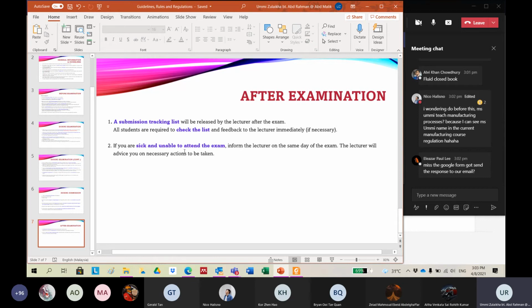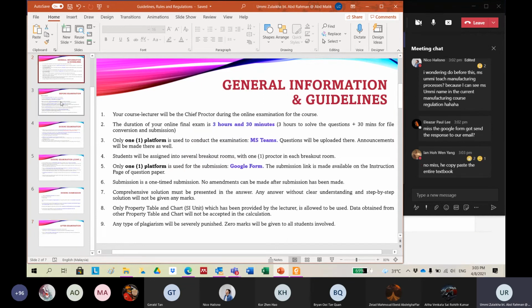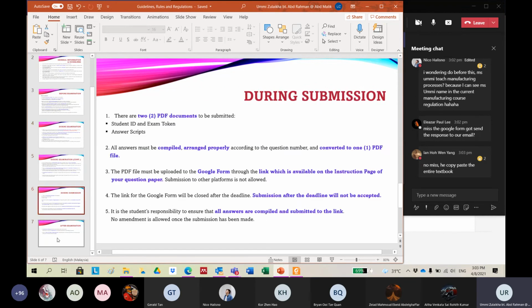If you are sick and unable to attend the exam, please let me know so that I can guide you or advise you on the necessary actions. Or if you are sick before the exam, also let me know. The lecturer will advise you on this. This is after the exam. Basically, all these are the guidelines and rules and regulations for my exam.